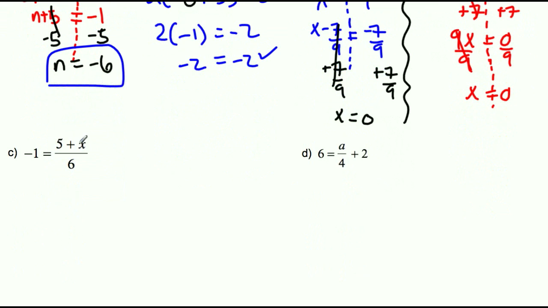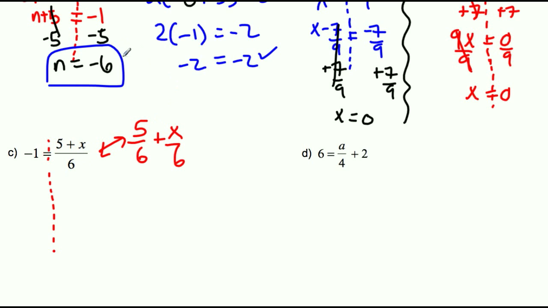Let's take a look at this guy over here. Negative 1 equals 5 plus x all over 6. Do we want to get rid of this 5 first or this 6? Well, really, this side actually means 5/6 plus x over 6. Okay, those two are equivalent. So really, you can't get rid of the 5. You have to get rid of the 5/6, because this expression means 5/6 plus x over 6.